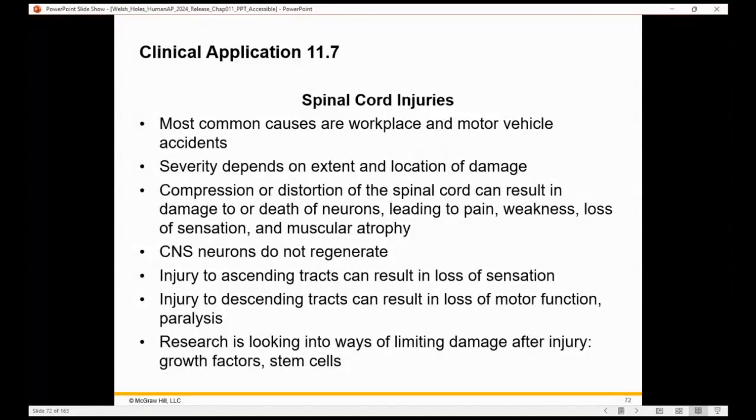Okay, spinal cord injuries. The most common causes are workplace and motor vehicle accidents, and severity depends on the extent and location of damage. Compression or distortion of the spinal cord can result in damage to or death of neurons, which leads to pain, weakness, loss of sensation, and muscular atrophy. The central nervous system neurons do not regenerate. Injury to the ascending tracts can result in the loss of sensation, and injury to descending tracts can result in the loss of motor function, paralysis. Research is looking into ways of limiting damage after injury, like growth factors and stem cells.